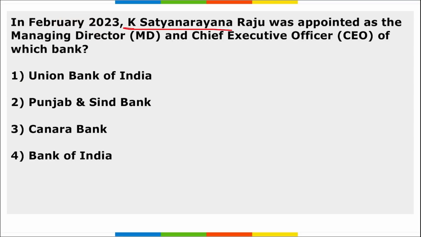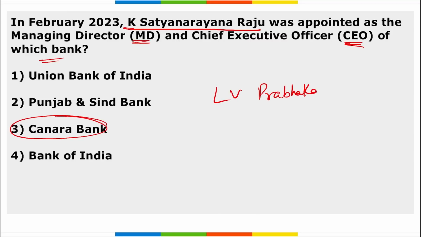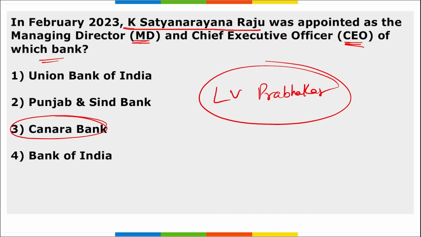Next, K. Satyanarayan Raju was appointed as the Managing Director and Chief Executive Officer of which bank? It will be your Canara Bank. I repeat, K. Satyanarayan Raju was appointed as the Managing Director and Chief Executive Officer of Canara Bank, and this is with the immediate effect. He will be succeeding whom? LV Prabhakar. That's all for the day, friends.